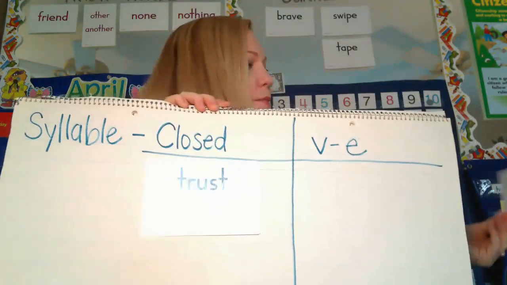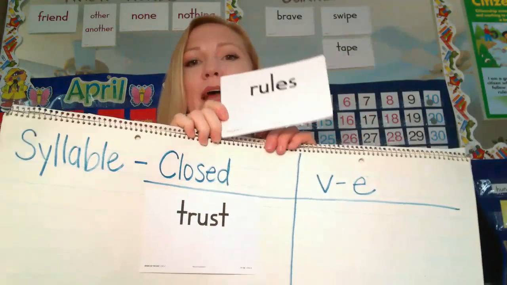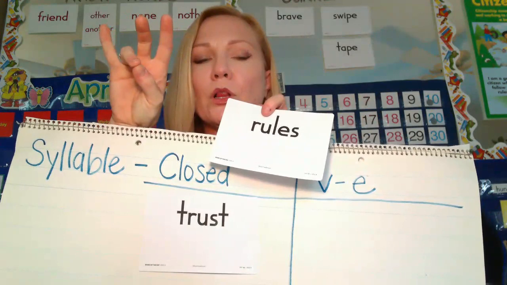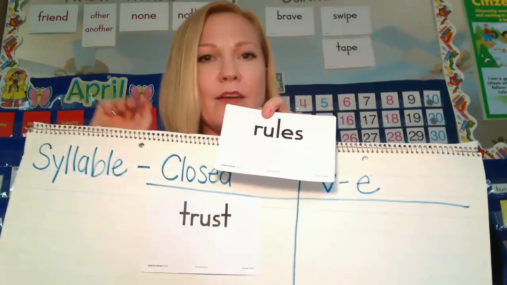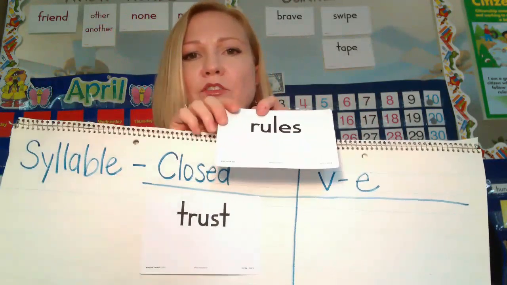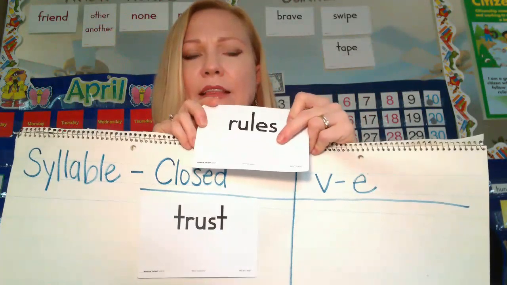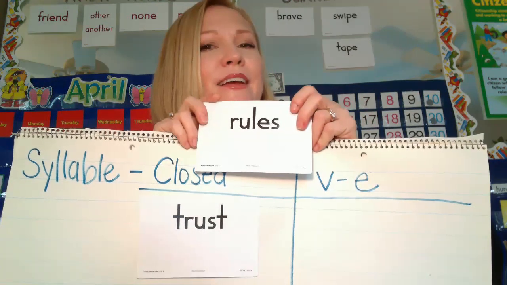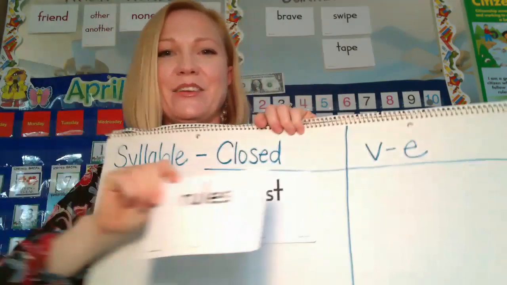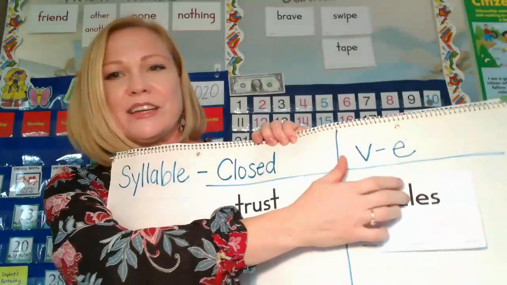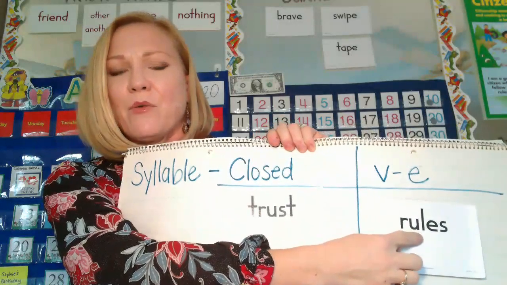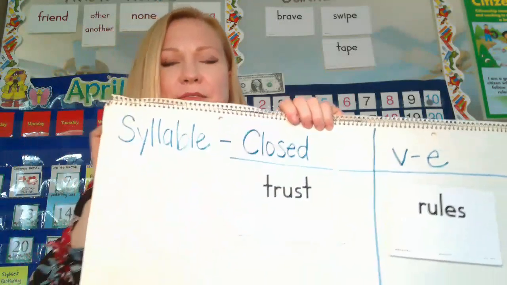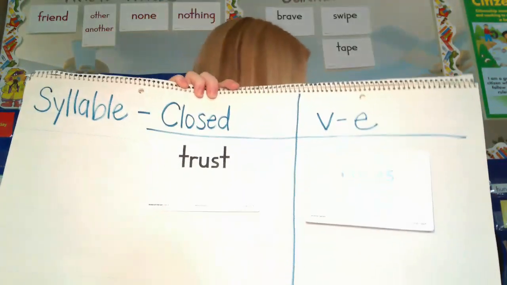How about this one? Let's read it and tap it. Here we go. Rule. I left that S off for now because I know that's just been added to the end. I can add that later. Rule. Rules. You're right. It goes right here, V-E. It's got the vowel U and the E. Rules.